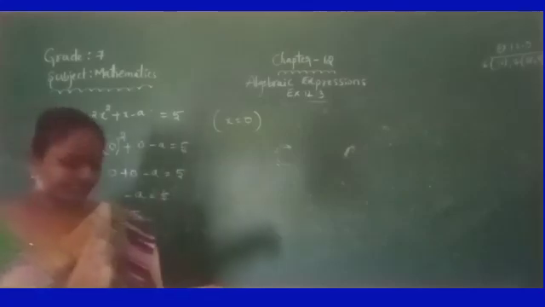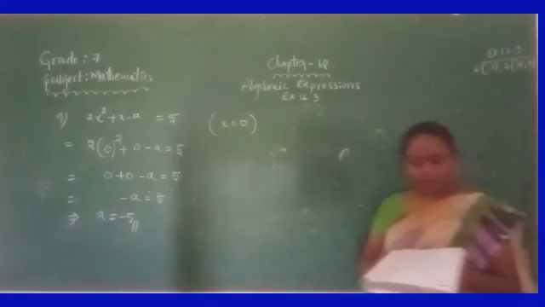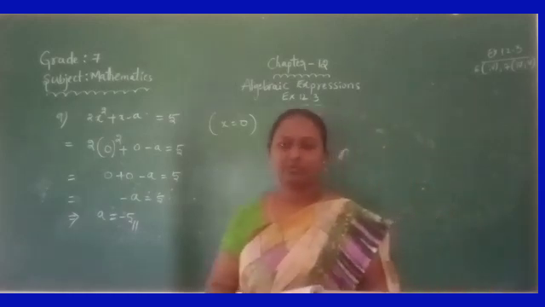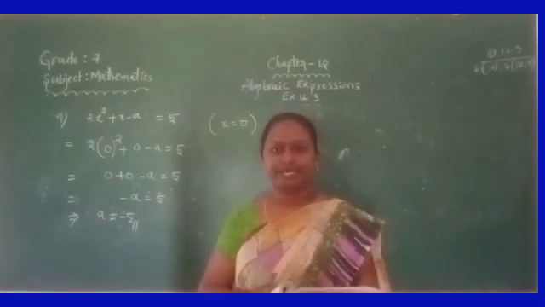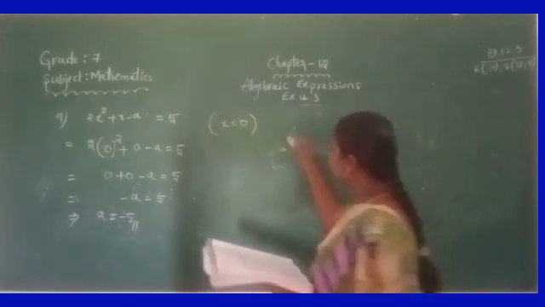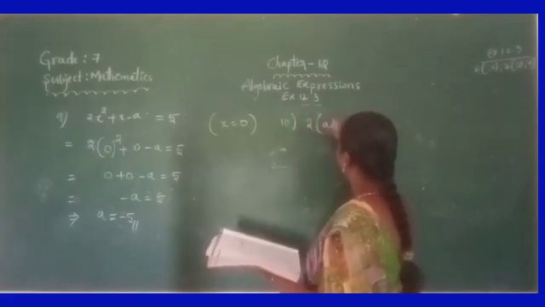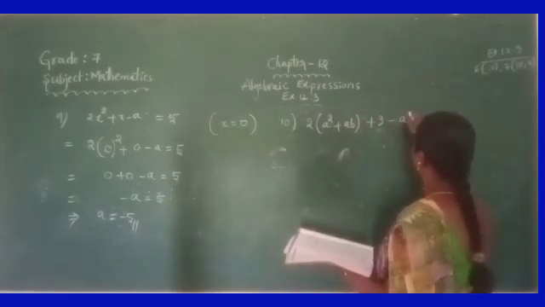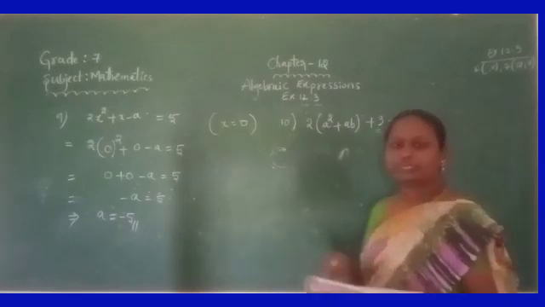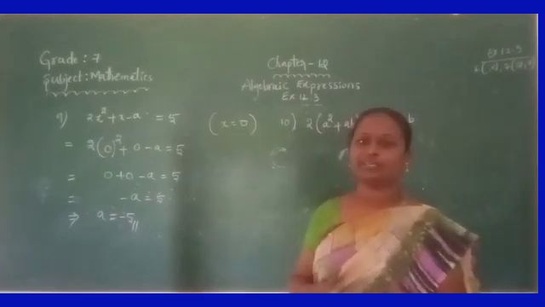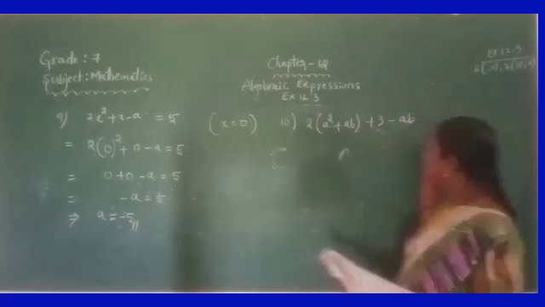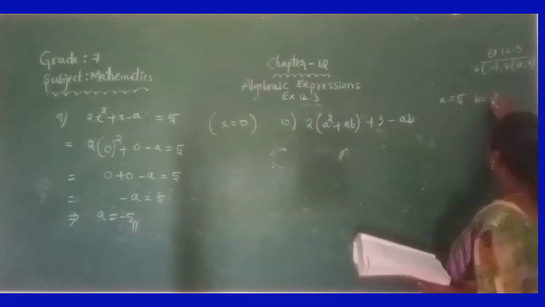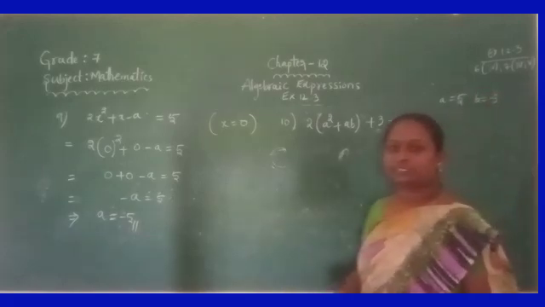So finally, see the 10th question. In that question, simplify the expression and find its value when A is equal to 5 and B is equal to minus 3. The given expression in the 10th question is 2 into (A square plus AB) plus 3 minus AB. We have to simplify this expression and find its value. What are the given values? A is equal to 5 and B is equal to minus 3.